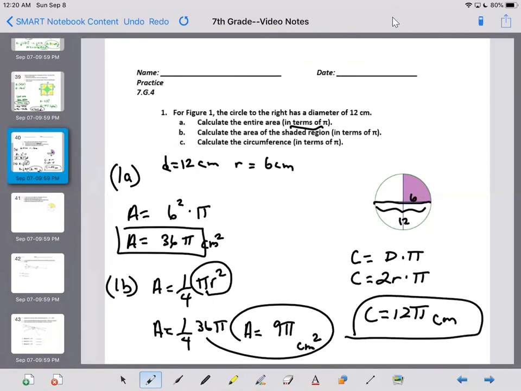It's not squared. Area, square units. Circumference, perimeter, linear units, where the exponent's 1. Area, square units, the exponent's 2. When we deal with volume, the exponent's 3.